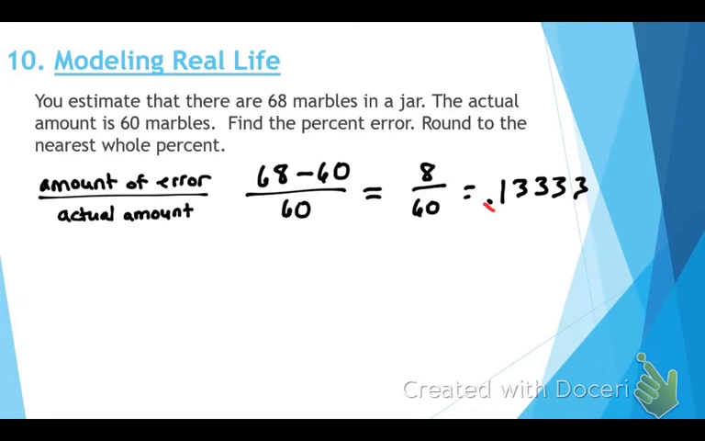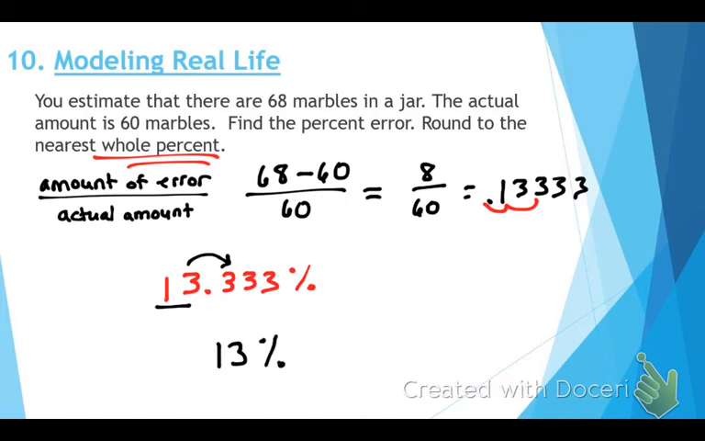Remember, now we have to change this over here to 13.33333%, but it asks me round to the nearest whole percent. So you're going to take your whole number, ask your neighbor, are you 5 or bigger? What's he say? No. No, so the correct answer is 13%.